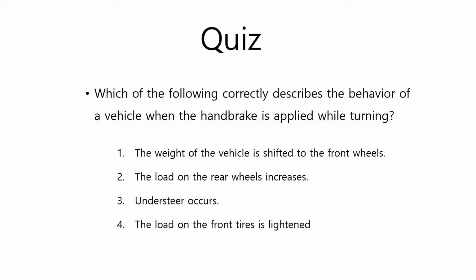I have a quiz for you. Which of the following correctly describes the behavior of a vehicle when the handbrake is applied while turning? The weight of the vehicle is shifted to the front wheels. The load on the rear wheels increases. Understeer occurs. The load on the front tires is lightened.